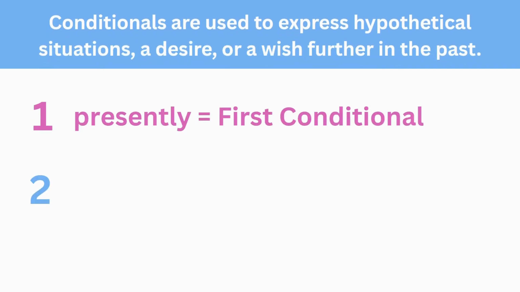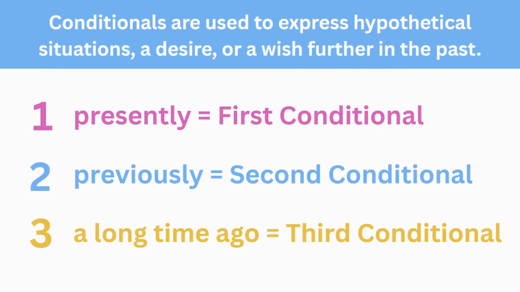What exactly is a conditional? A conditional is used to express a hypothetical situation, a desire, or a wish further in the past. There are a few exceptions to this rule and some other ways we could use conditionals, but for today's lesson, we'll stick with this example. Once again, that's presently, previously, and a long time ago.